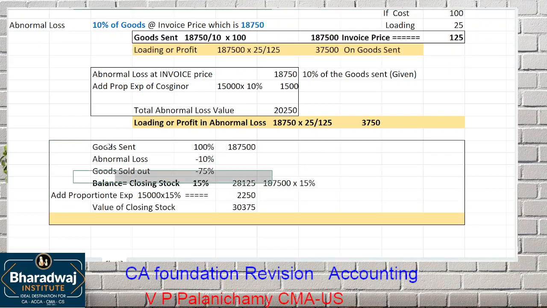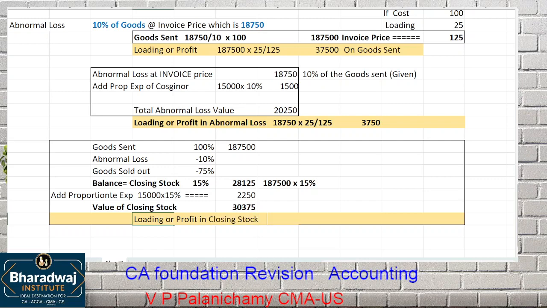Any doubt in it? We sent 100%, there is no abnormal loss, 10% is gone. We have sold 75% of the goods. How much closing stock is there? 15%. We work out the value of that 15%. Add expenses, we get the value of the closing stock. So what will be the loading in closing stock? Loading or profit in closing stock.